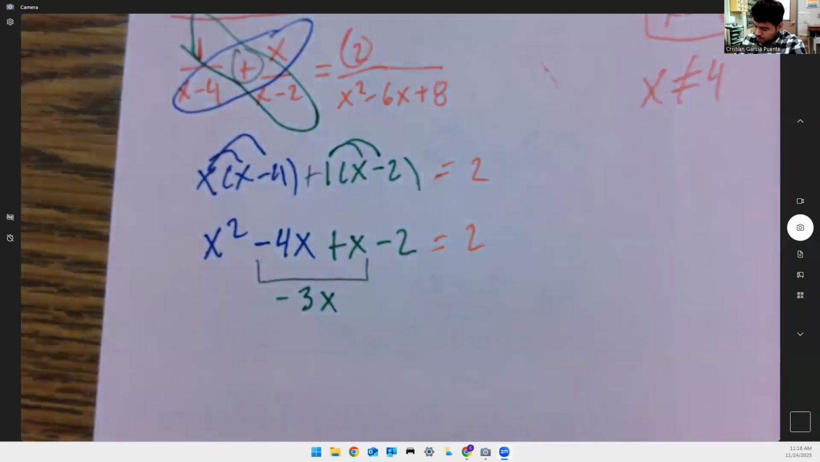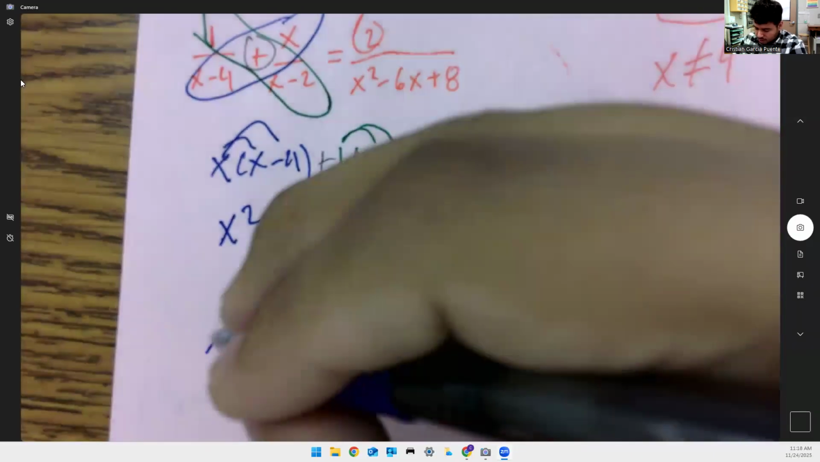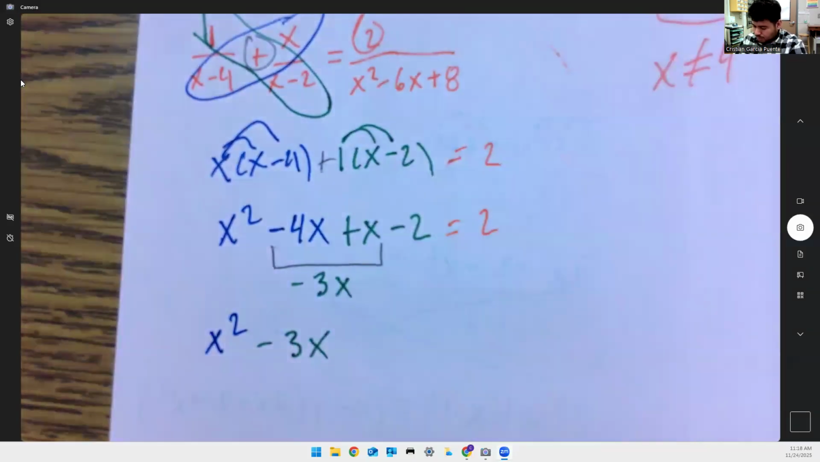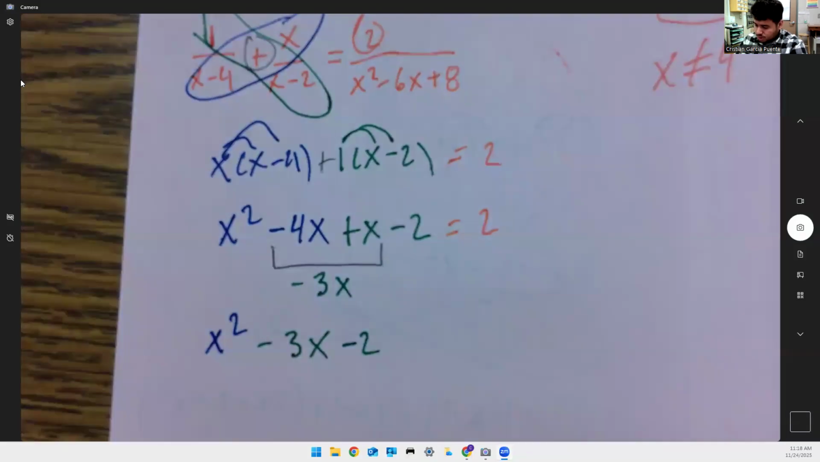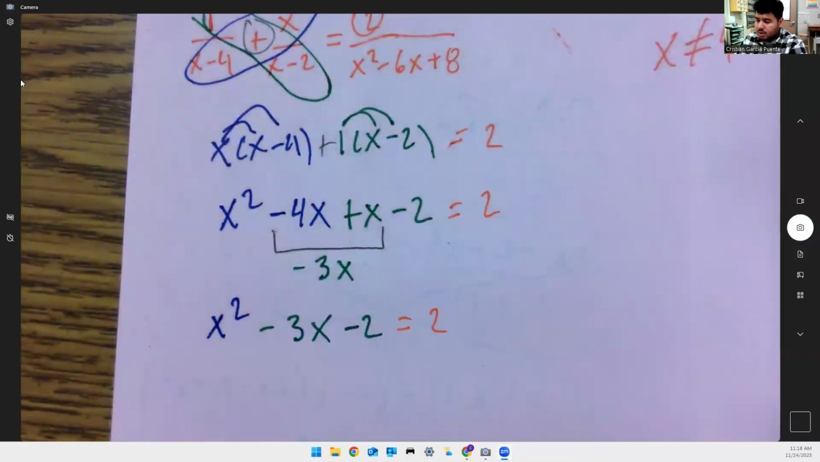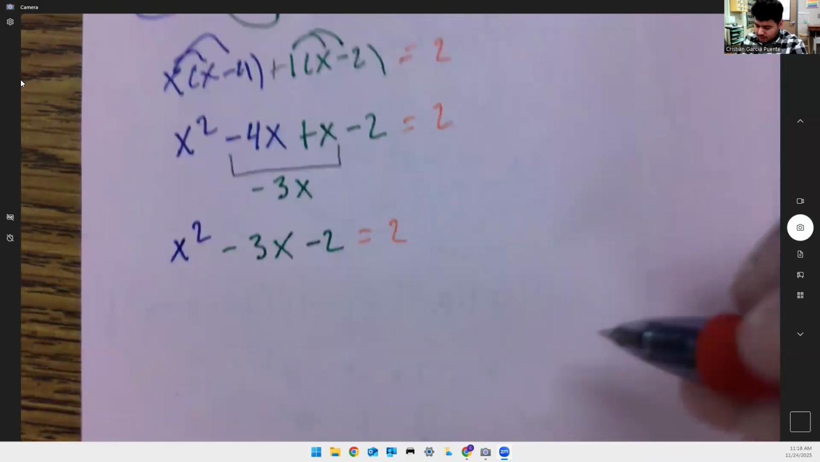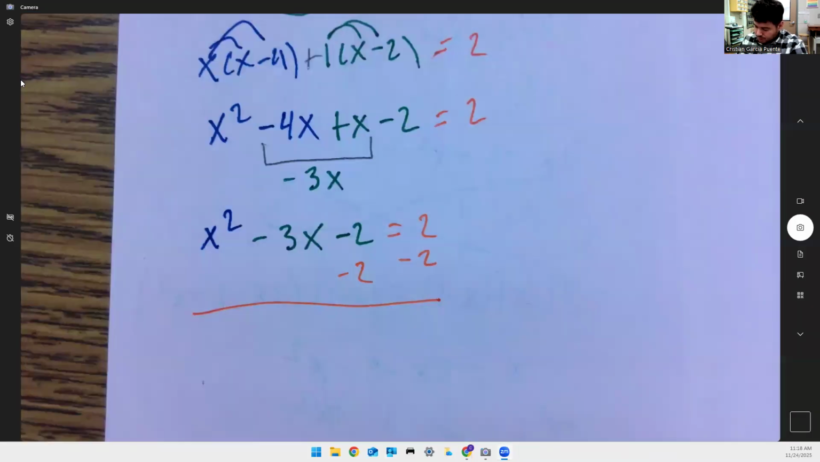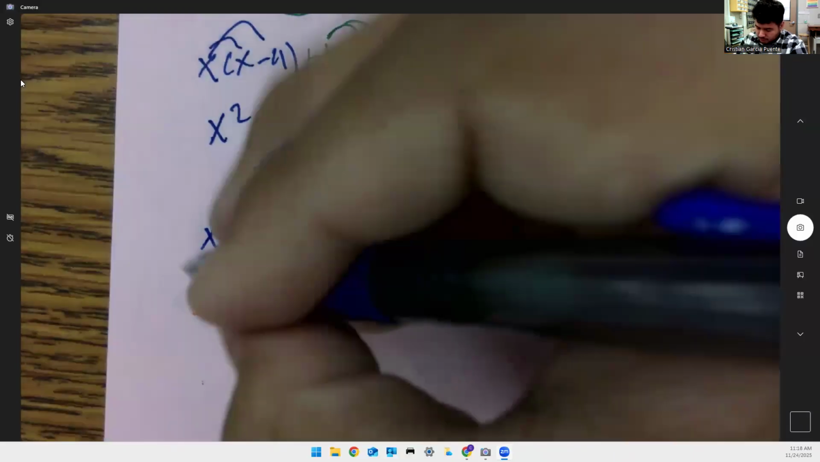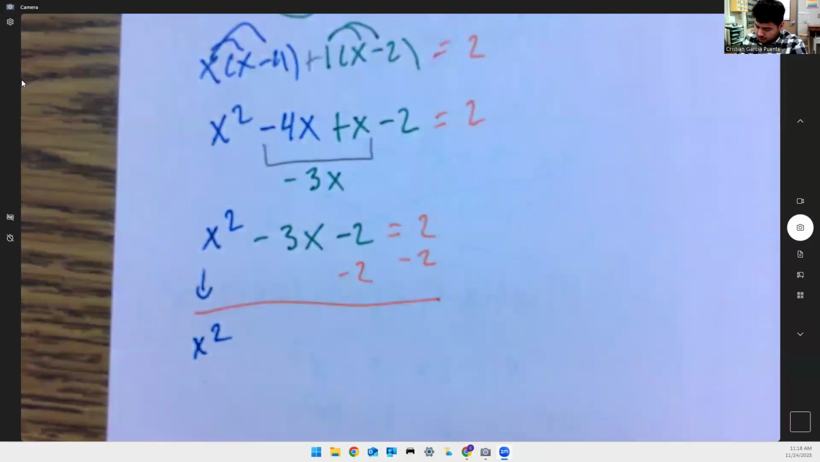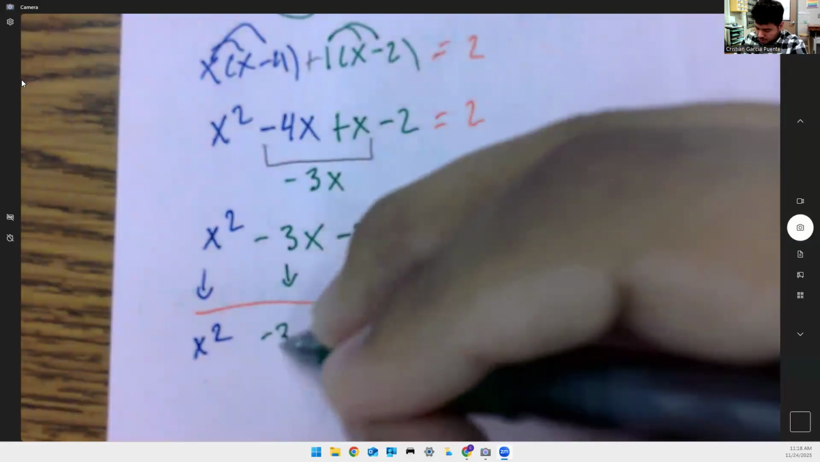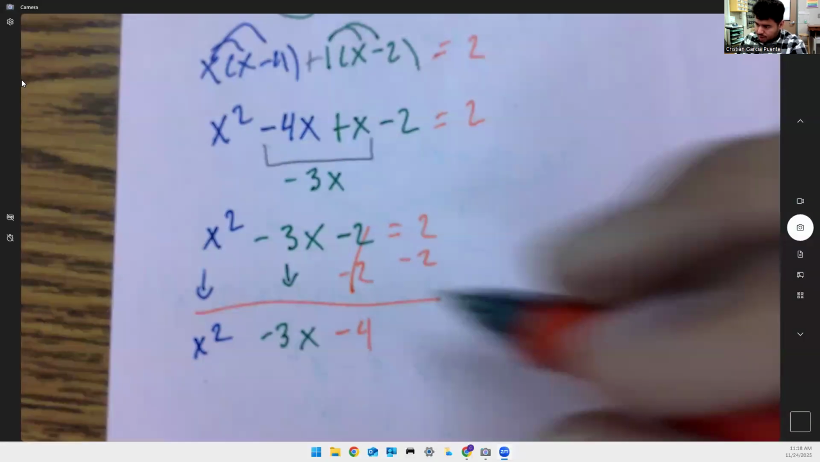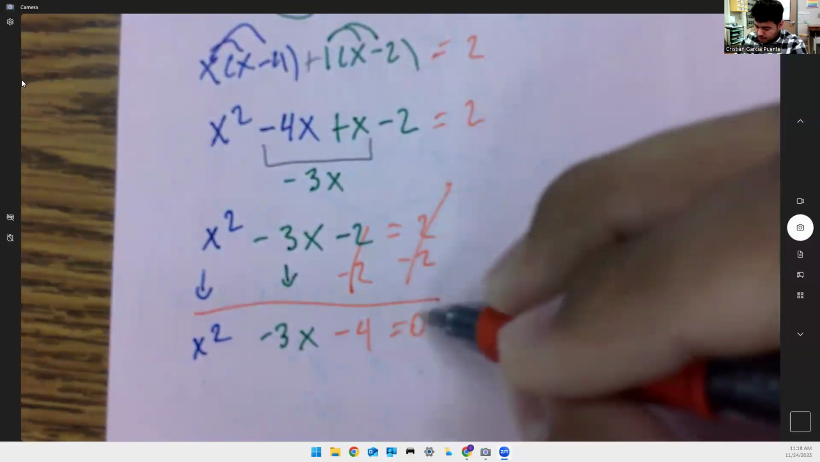So you have your x squared minus 3x minus 2 is equal to 2. And since we have a positive x squared on the left side, we're going to move everything to the left side. So minus 2. So your x squared will drop. Your negative 3x will drop. And then negative 2 minus 2 is just negative 4. I didn't mean to cancel that. I made a mistake. That's an equal to 0.